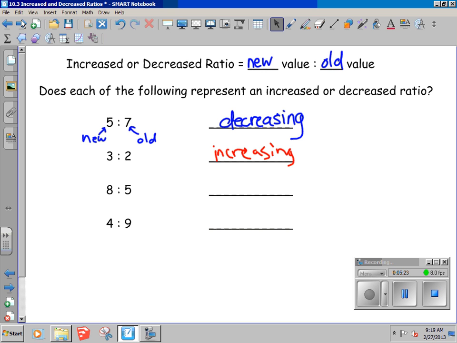Okay, the next ratio is 8 to 5. 8 is the what value, Margaret? New value. Previously, the value was 5. So is this increasing or decreasing? Lise? It's increasing, because it's going from 5 previously to 8. Now go ahead and write it.